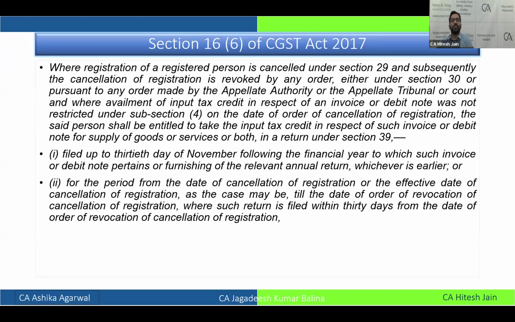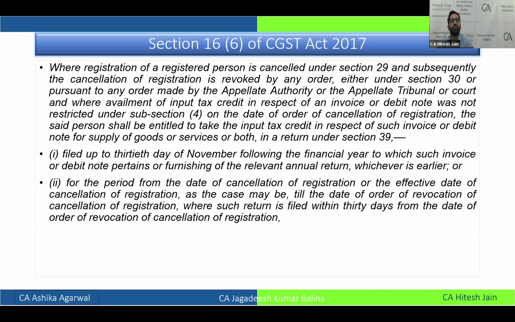Coming to 16 subsection 6. Section 16(6) states that where my registration stands cancelled under Section 29, and on account of such cancellation of registration, I could not file my returns timely, and as a result, my ITC gets time barred. Therefore, Section 16(6) gives some relief to taxpayers who faced this scenario. Their registration got cancelled, and due to such cancellation, they could not file their returns. As a result, their ITC became time barred.